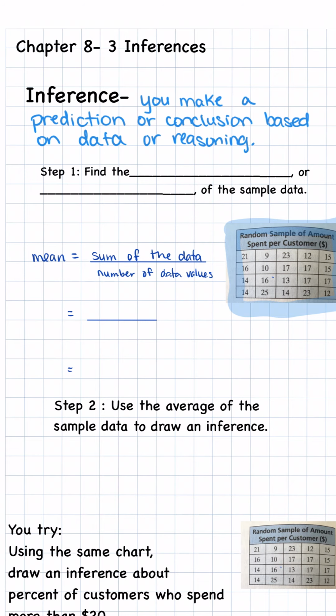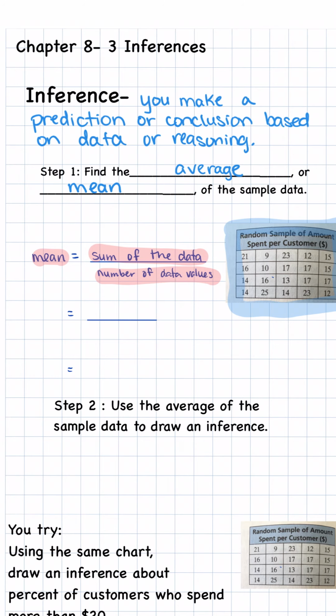Oh no, it's good. So our first step is find the average or mean. Those words are pretty interchangeable, of the sample data. So to do that, we take the mean and it equals the sum of the data and the number of data values.